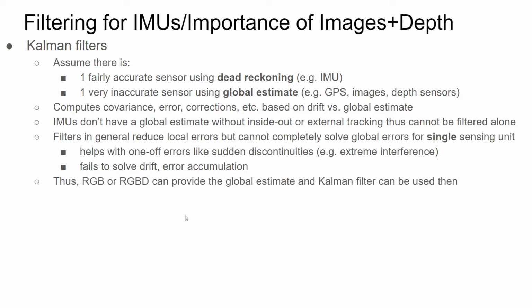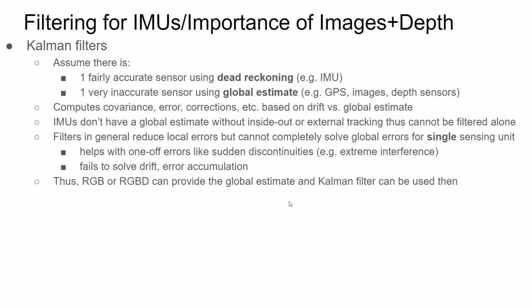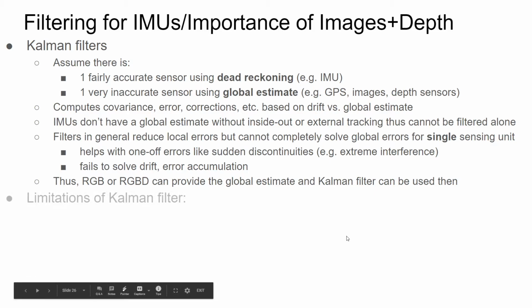So if you do have a camera like an RGB or an RGB depth camera, your image basically is the global estimate. And with that, you can use the Kalman filter. And I think it's the next slide, but I actually looked into the Oculus API, and they do use a Kalman filter for this exact reason, to try to correct the Oculus Quest tracking.